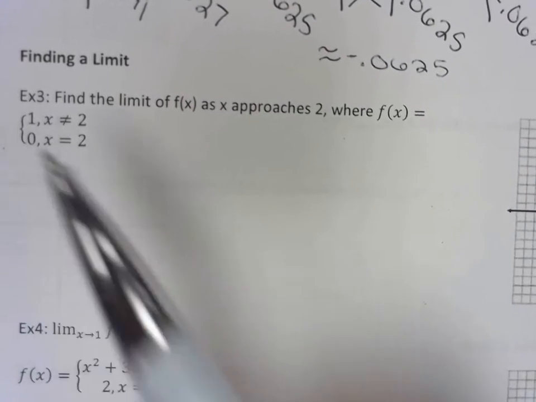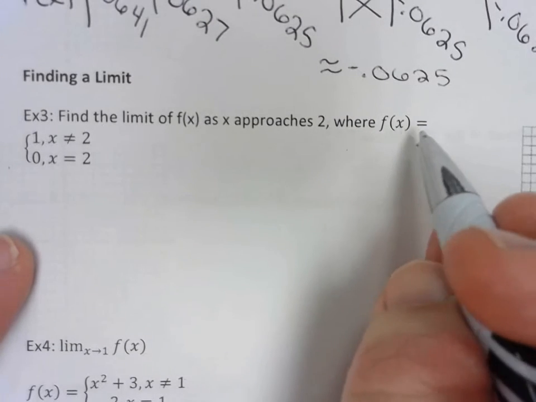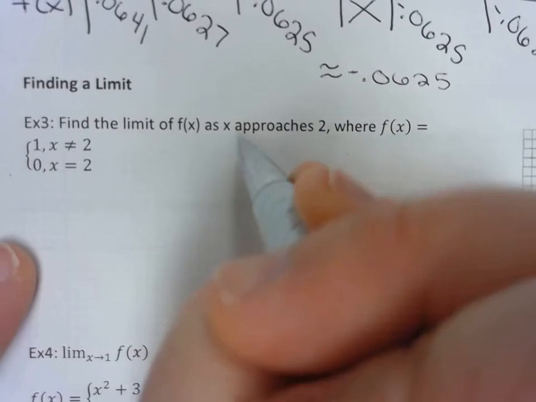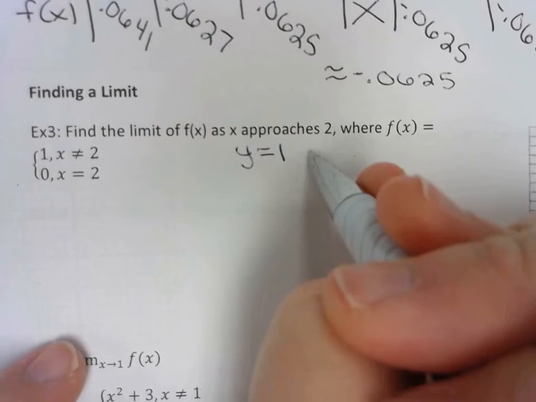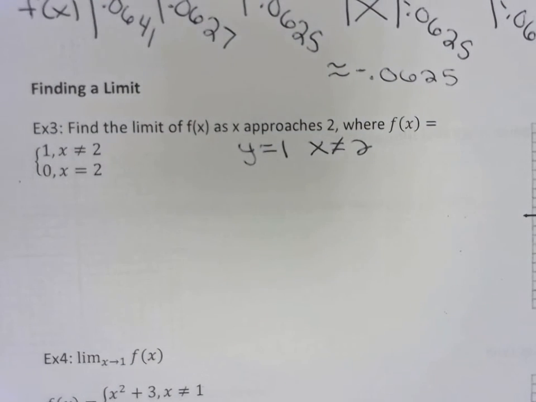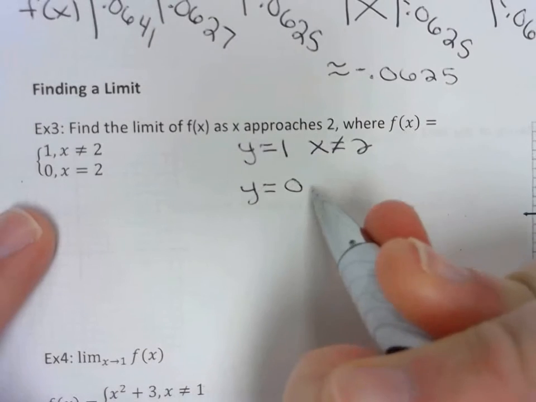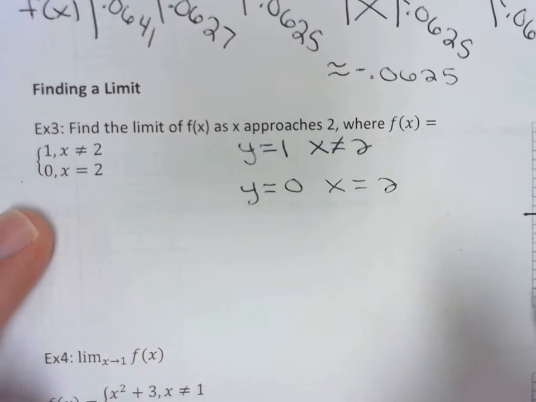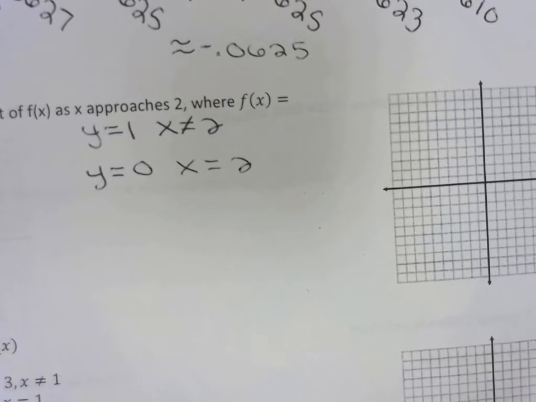Now this is a piecewise function, which you've seen before. So basically, if it helps you to rewrite it, f of x equals 1 is just y equals 1, and that's just a straight line. But I know x cannot equal 2. So that line, y equals 1, exists everywhere except when x is 2. And then the bottom one, I basically just have y equals 0, and that exists when x is 2. So if I'm graphing y equals 1 and y equals 0, those are just going to be straight horizontal lines.